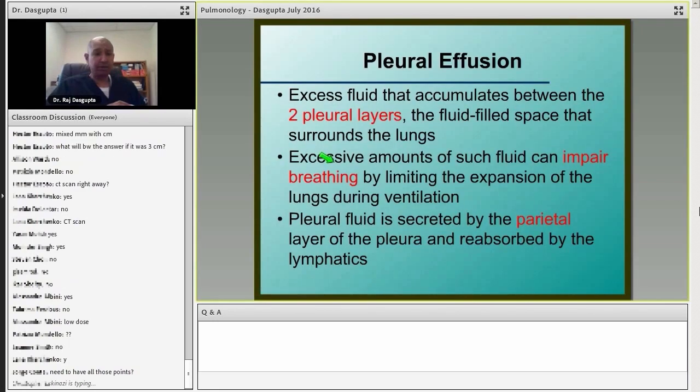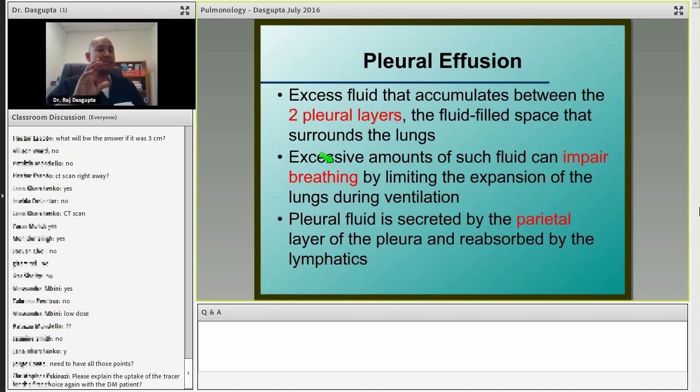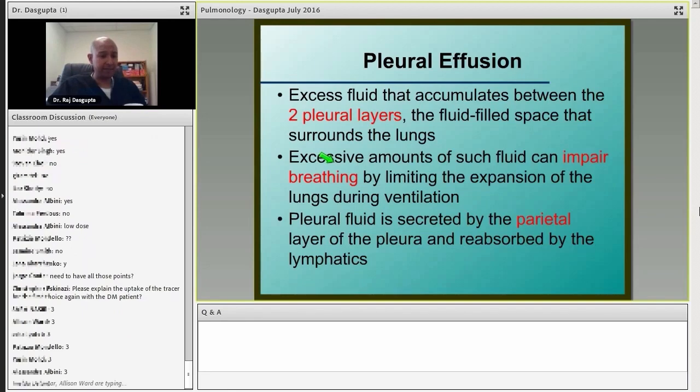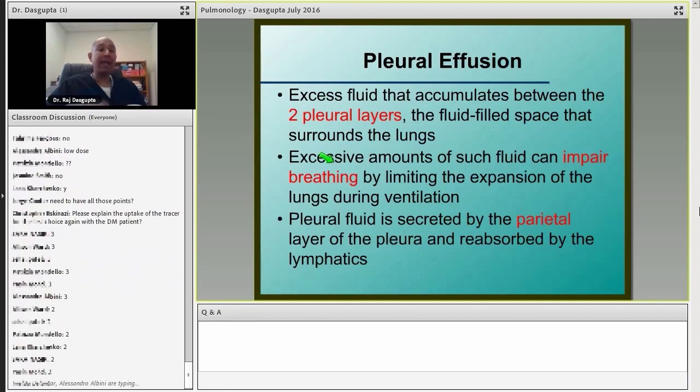So let's talk about pleural effusions first. So when we talk about the pleura, remember that the pleura surrounds the entire lung, and the pleura surrounds each individual lobe of the lung. And by the way, everyone, how many lobes do we have on the right lung? Mm-hmm. How many lobes do we have on the left? Two. And the pleura surrounds each individual lobe.